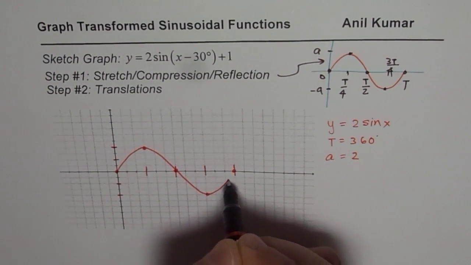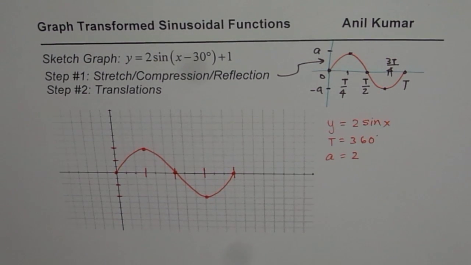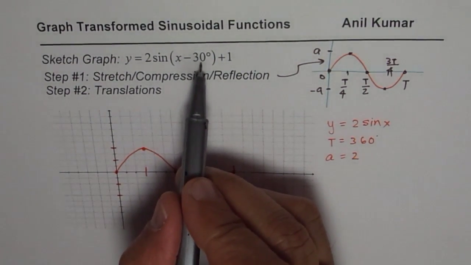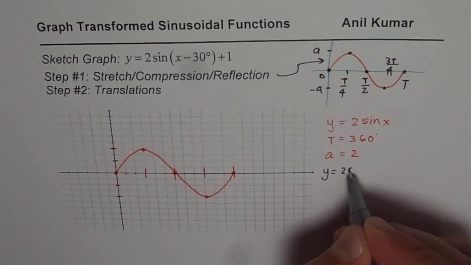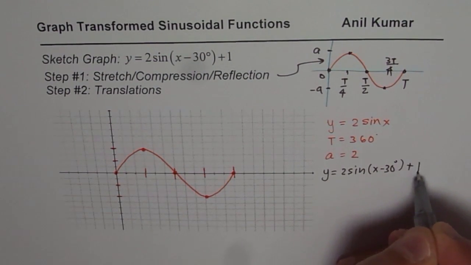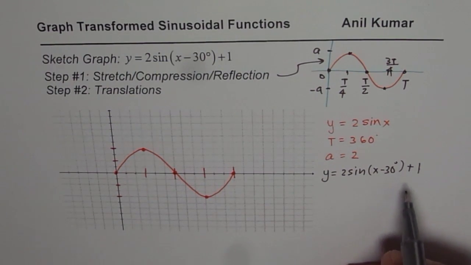Do you see that? So this is 2 sine x. This is always the first step. I should say not always, this is the preferred first step. Now to get the final graph, we need to incorporate the translations. So we'll sketch y equals 2 sine(x minus 30 degrees) plus 1. It really means that we have to move 1 unit up and 30 degrees to the right.